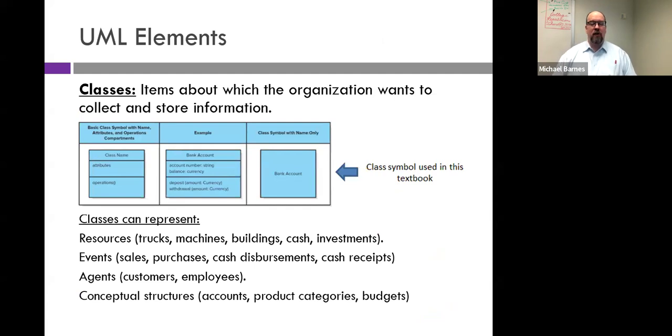So the first thing we're going to talk about for UML elements is classes. These are items about which the organization wants to collect and store information. Now we can actually represent these in multiple different ways, okay? We can actually have class name with the attributes and operations listed. So an example would be bank account with the account number, string, balance, currency, and then the operations would be deposit and withdrawal. Now, that's kind of a more complex version of a UML diagram that actually represents the class activities.